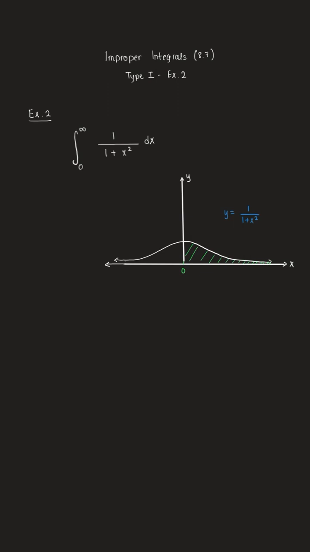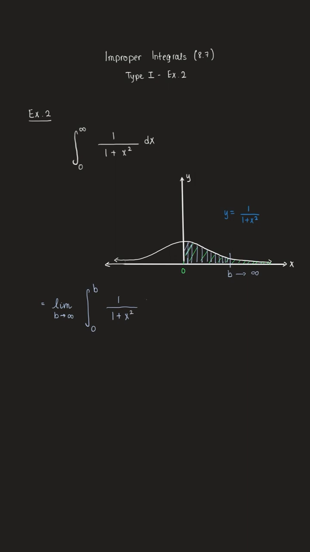So as we've seen in the previous couple of videos, we're going to set this up as a limit. I'm going to choose just an arbitrary variable here, b. We're going to find an expression for the area from 0 to b, and then we're going to let b get arbitrarily large towards positive infinity. And to do that, we're going to set up a limit. So I'm going to write this as the limit as b approaches infinity of the integral from 0 to b of 1 over 1 plus x squared dx.